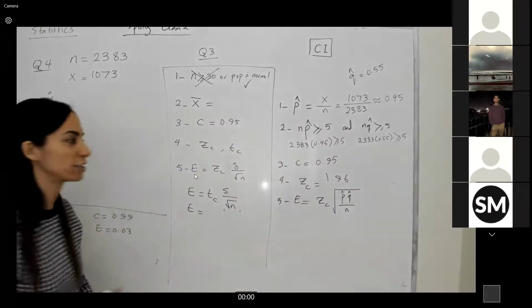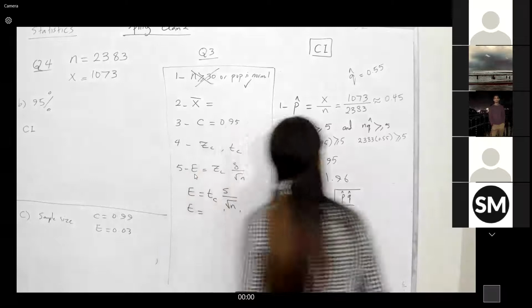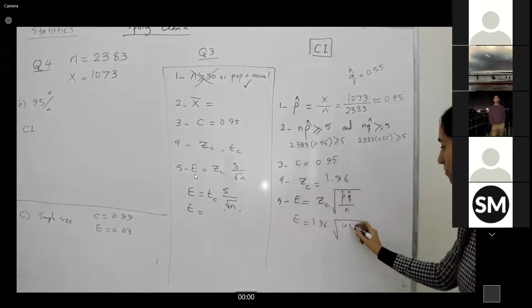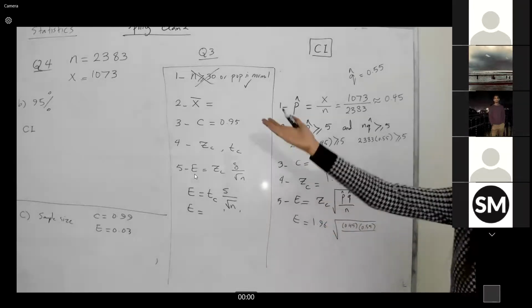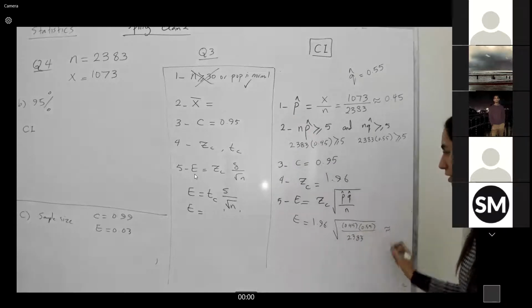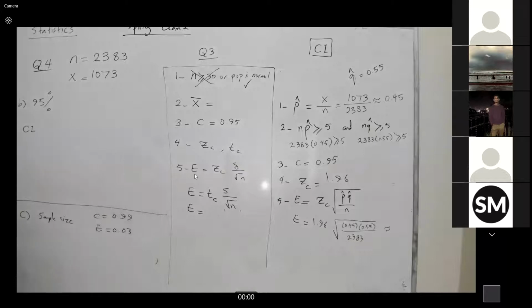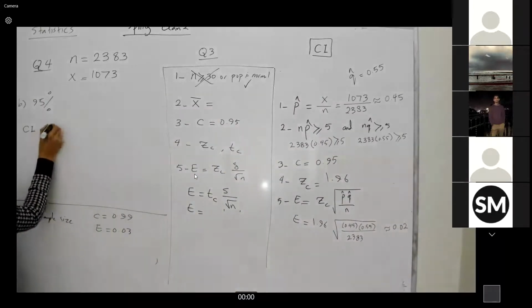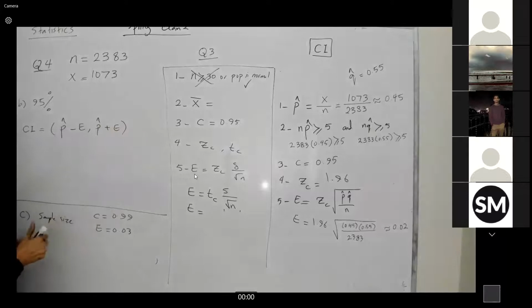1.96. Now let's find the margin of error. E is equal to 1.96 times square root of 45% times 55% divided by n. N is 2383. So what is the margin of error approximately? 0.02. Thank you very much. Almost 2%. So the confidence interval is p hat minus E, p hat plus E.